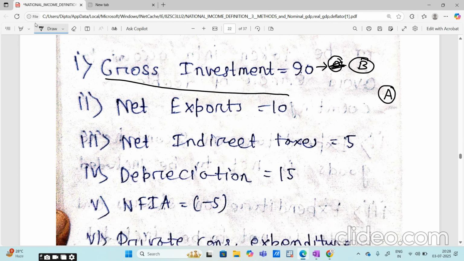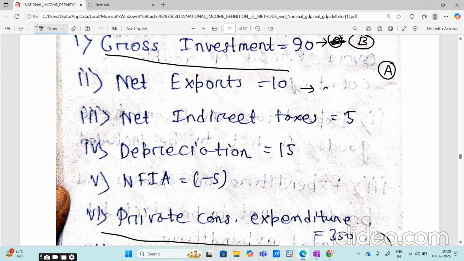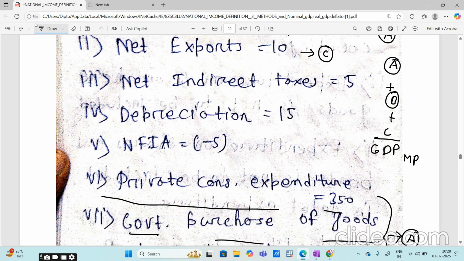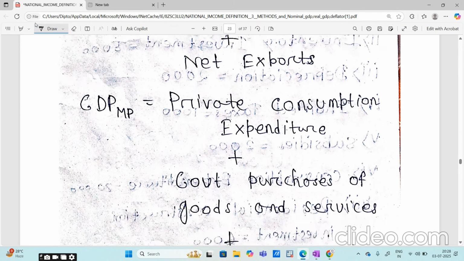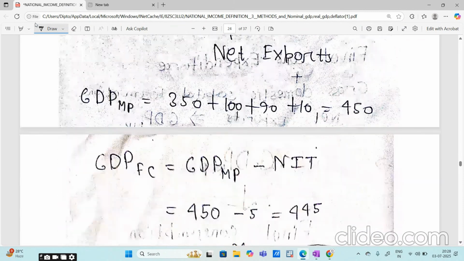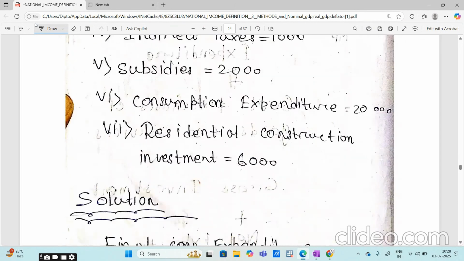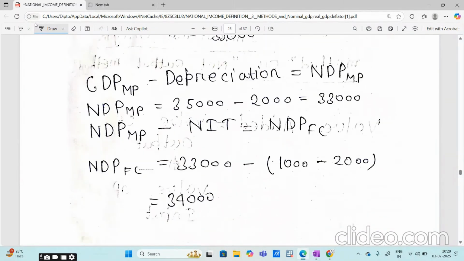And which one is part C? Part C is nothing but the net export. So now you can easily calculate part A plus part B plus part C, and you will get GDP at market price. And from GDP at market price, how to reach NNP at factor cost? I am not going to explain it anymore, because I have already discussed it in a very detailed and minute way in my previous lecture. So go through that and you can get the answer here also. Okay, in the next class we are going to discuss the value addition method.